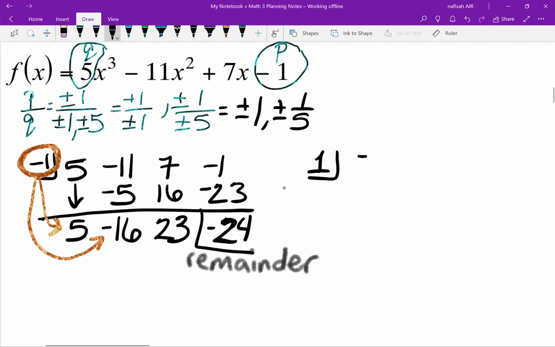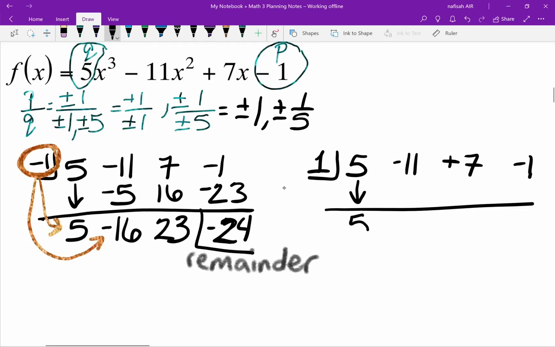I'm going to write down the coefficients, making sure I didn't have any terms that were skipped. Set up my synthetic division, bring down the first number, and get started. So I'm going to take 1, and I'm going to multiply it by 5. 1 times 5 is 5.